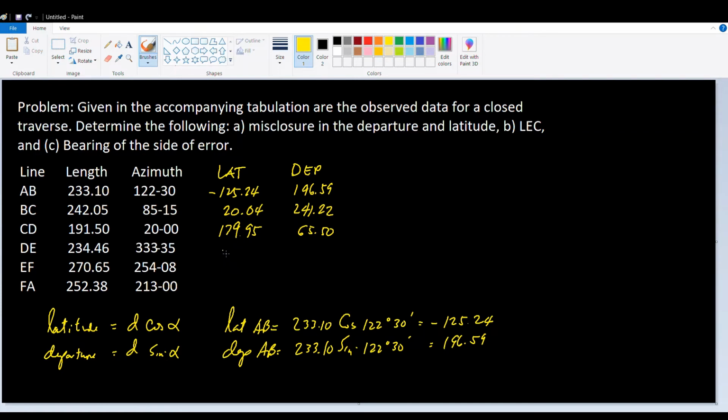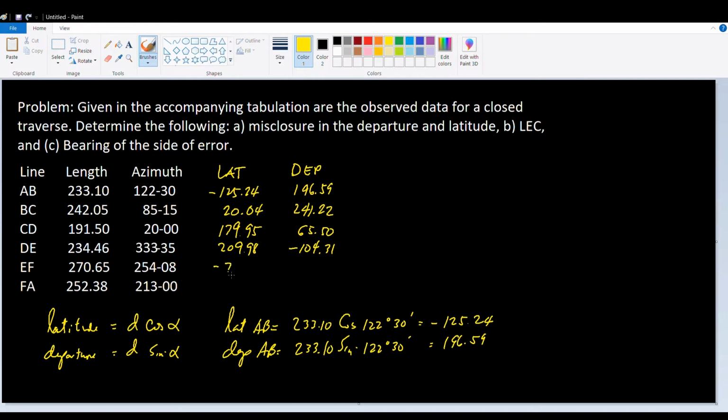Then for DE, that will be 209.98, which is 234.46 times cosine of 333 degrees 35 minutes, and 234.46 times sine of 333 degrees and 35 minutes will give me negative 104.31. Yes. And then EF, 270.65 times cosine 254 degrees and 8 minutes.